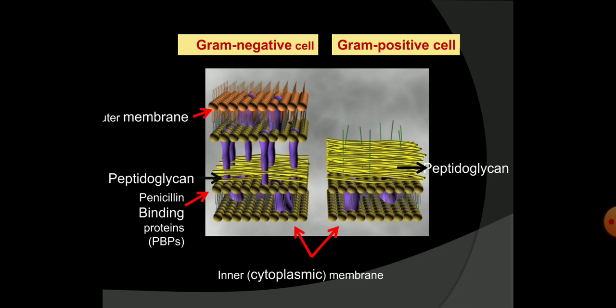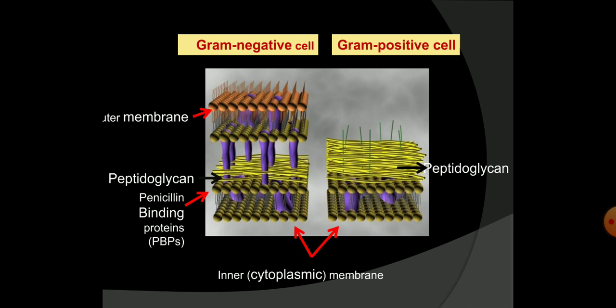Whereas on the left-hand side, in the gram-negative cell, you see an outer membrane which is lying on top of the peptidoglycan, and hence it is difficult for a penicillin-like drug to penetrate through the gram-negative cell wall. This kind of structure made by peptidoglycan provides strength and rigidity, and it protects the cell from osmotic rupture. So the death of a bacterium usually happens by osmotic lysis or osmotic rupture.